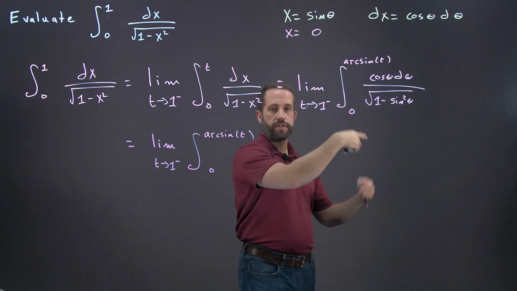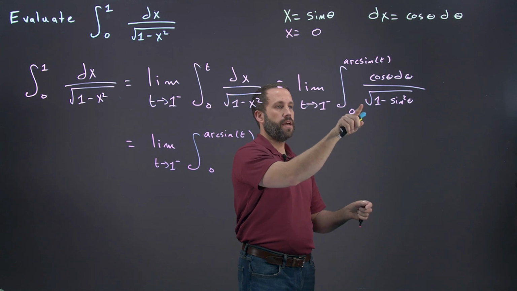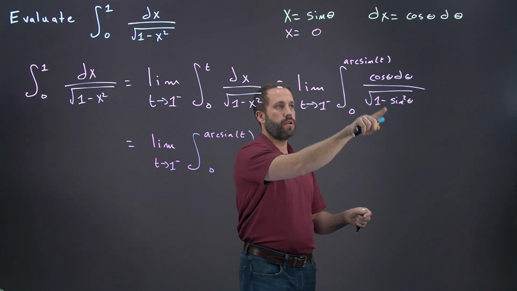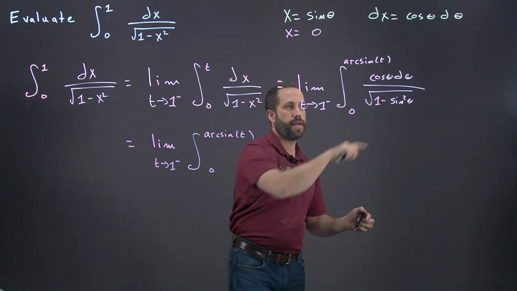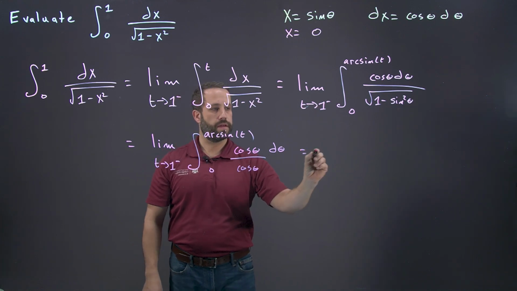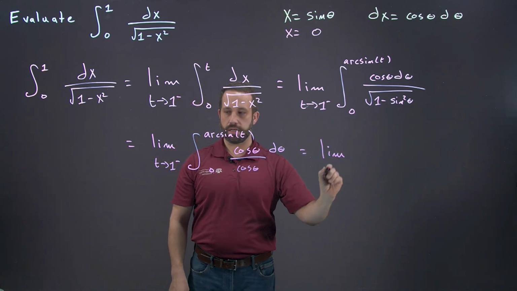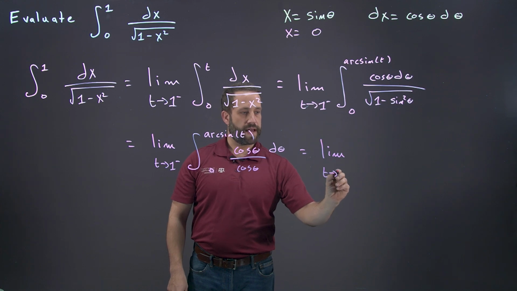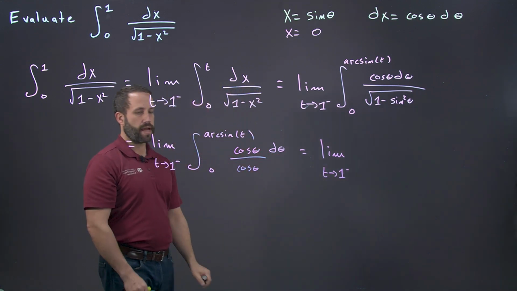You take the square root, and for the values of theta that we're interested in, the square root of cosine squared is equal to cosine. So this denominator is cosine. I'll just do this in 2 steps. So we've got cosine theta d theta over cosine theta. So this is the limit as t approaches 1 from the negative side.